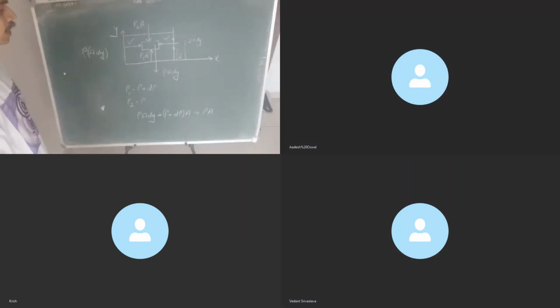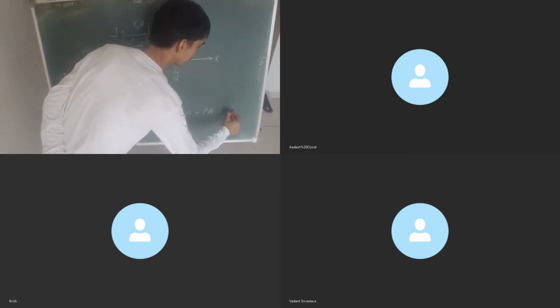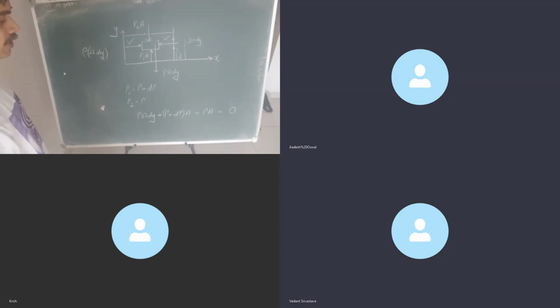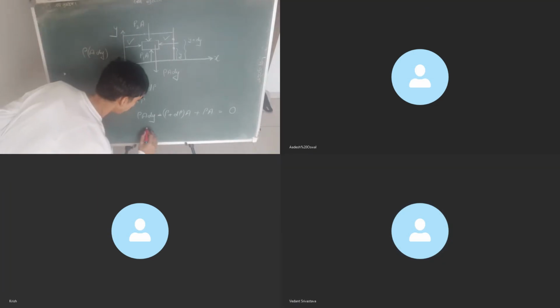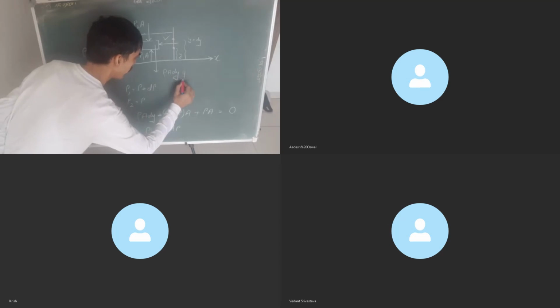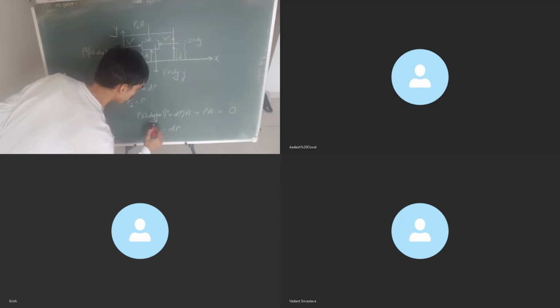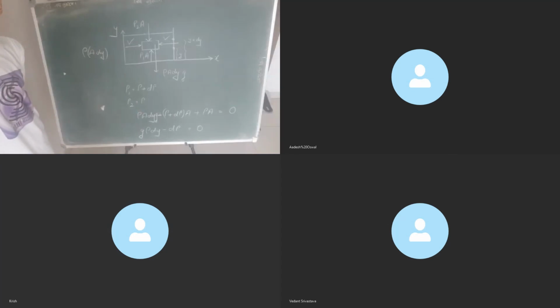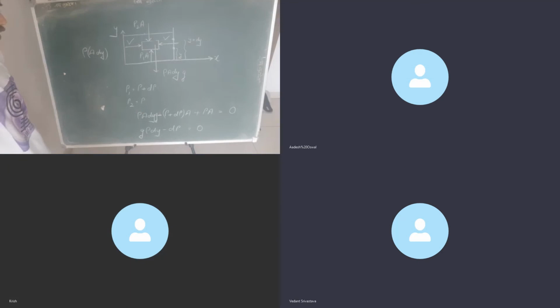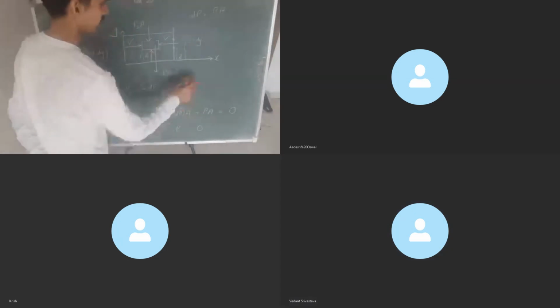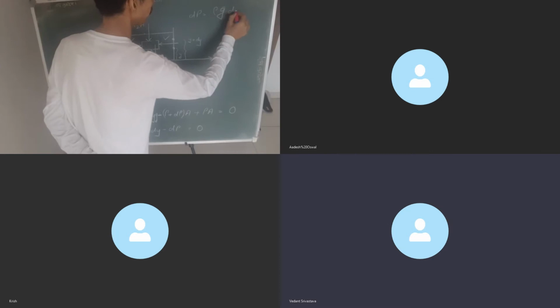All the forces will sum up to mass into acceleration, which is zero. Why zero? Because acceleration is zero. What we get to see from here is A cancels, PA and PA cancel, minus dP is equal to rho dy, and there will be g as well, since weight is a force. So this is equal to zero. Then I write dP is equal to rho g into dy. Fine?